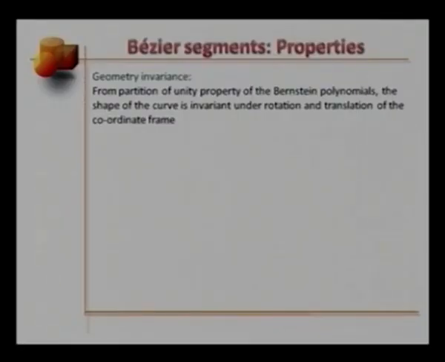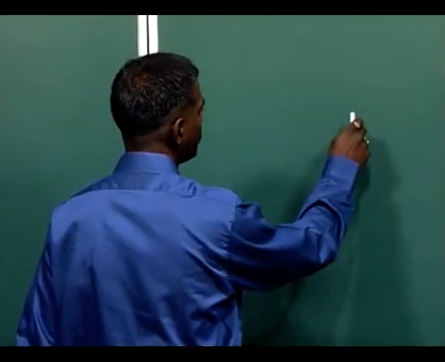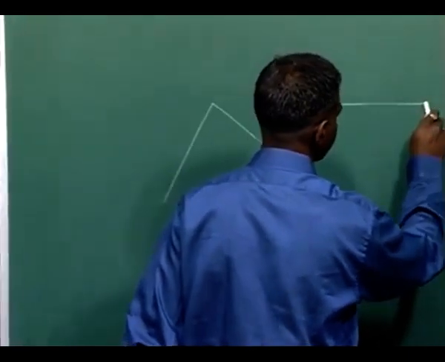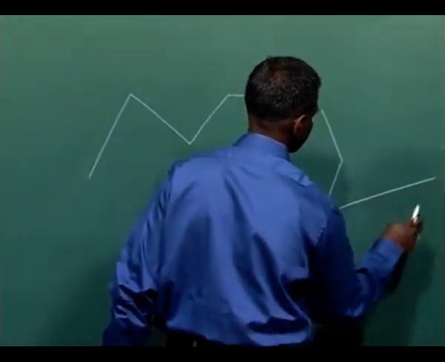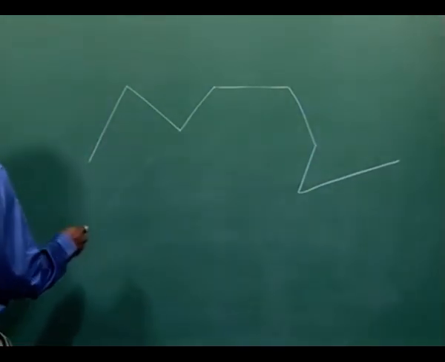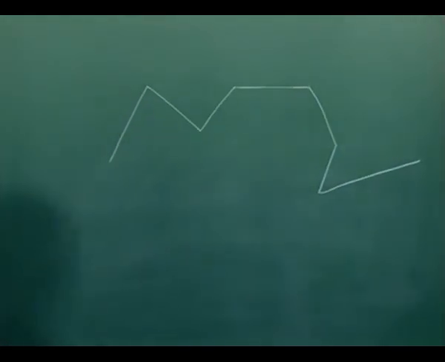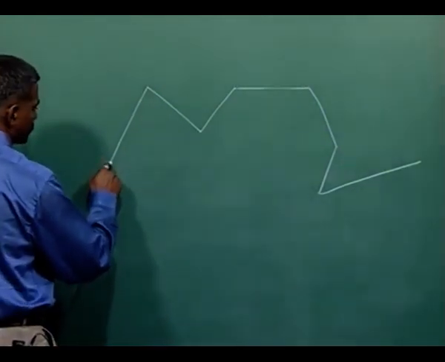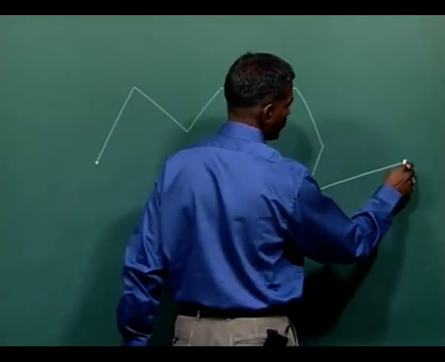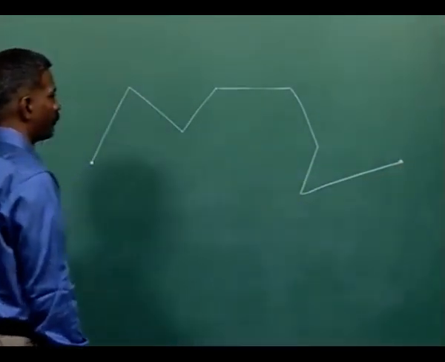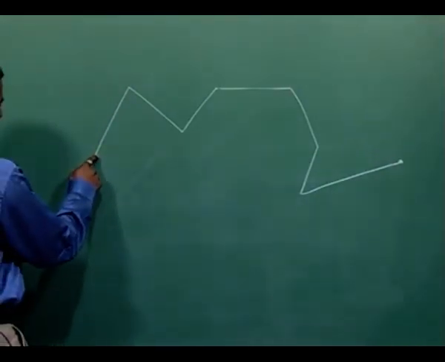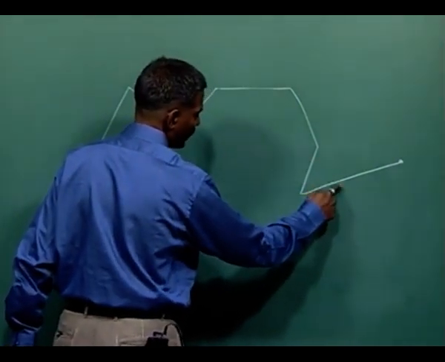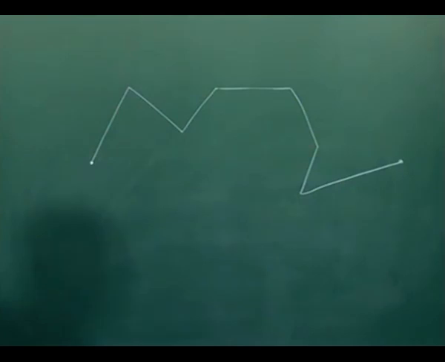Let me explain this concept on board. Let me draw the control polyline of any generic Bezier curve. And let me also sketch roughly the Bezier curve. You have seen that the segment will start from this point and it will end at this point. We have also seen that the first segment of the control polyline and the last segment of the control polyline will be tangent to the Bezier segment.